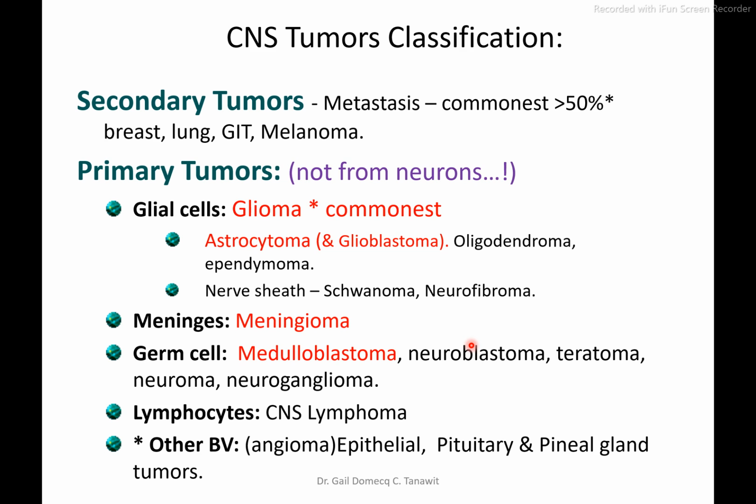Meninges, meningioma. Pwede rin magkaroon ng germ cell tumors. These are your medulloblastoma, neuroblastoma, teratoma. So hindi lang sa ovary, mayroong teratoma, pwedeng mangyari din doon sa brain. Neuroma and ganglioglioma. Pwede rin magkaroon ng lymphoma. That's the most common also in pediatrics, CNS lymphoma. Then other tumors of the blood vessels, so we have the angioma, epithelial type, pituitary, and pineal gland tumors.